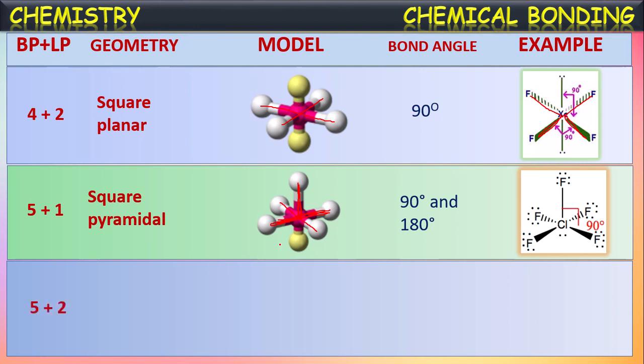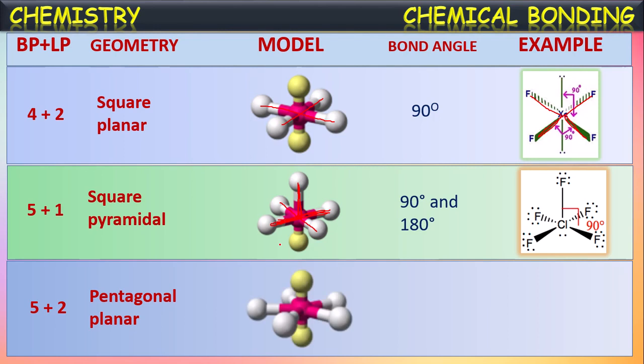Now let us see the molecule with 5 bond pairs and 2 lone pairs. Then the shape will be pentagonal planar shape. This is a molecule. There are 2 lone pairs on the central atom along with 5 bond pairs. The 5 bond pairs will be in the same plane along with the central atom. The 2 lone pairs will take the place above and below the plane. This shape is said to be pentagonal planar shape. So here the bond angle will be 72 degrees between any two bonds.